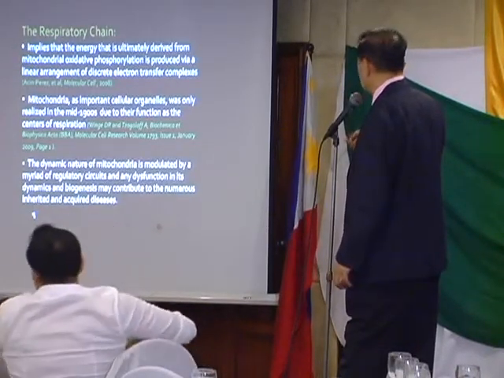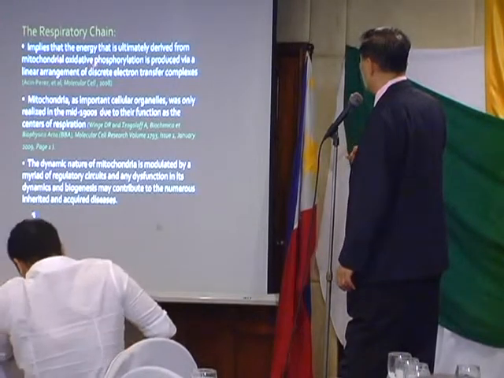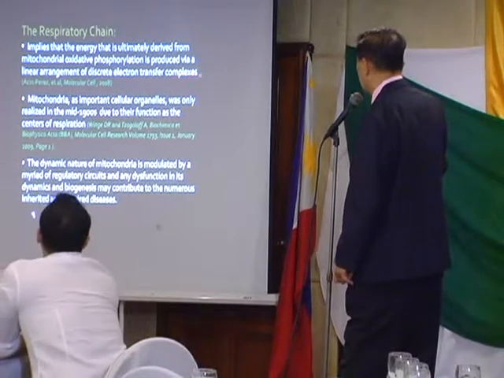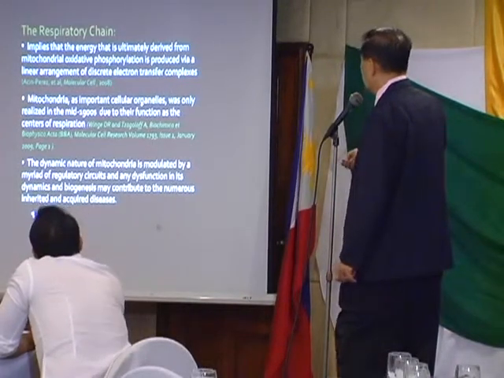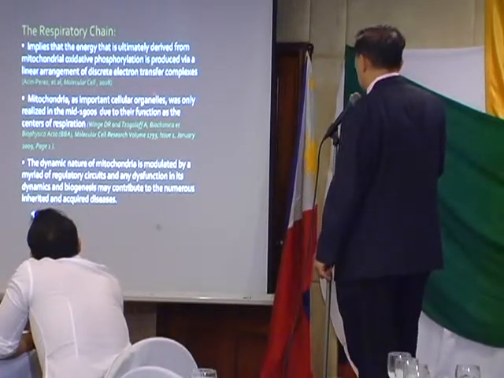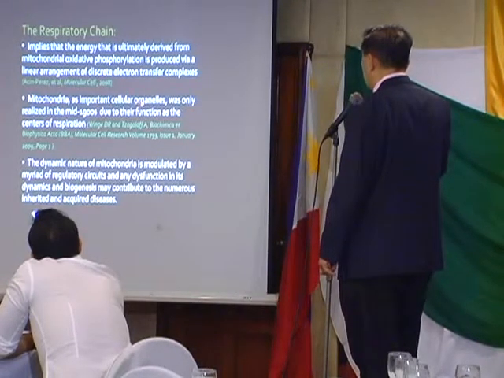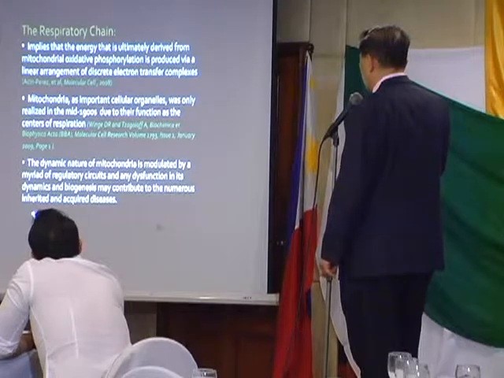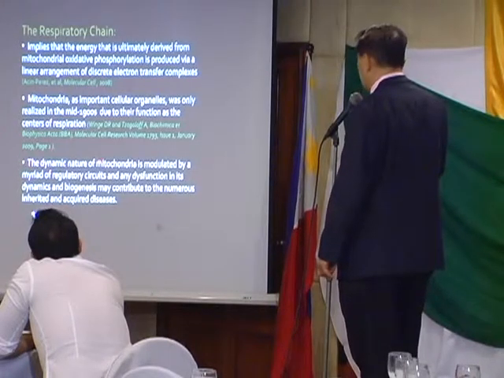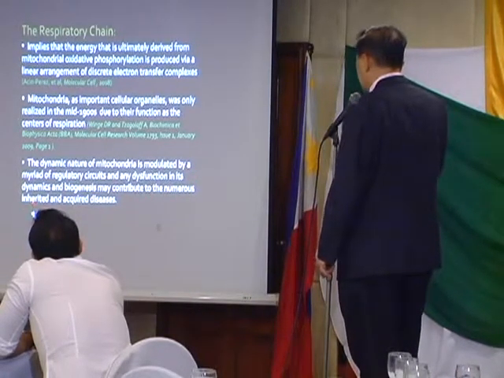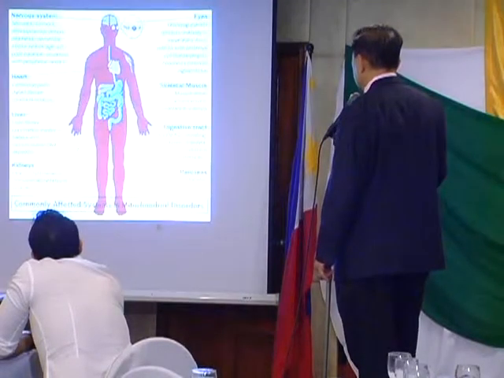It implies that the energy ultimately derived from mitochondrial oxidative phosphorylation is produced via a linear arrangement of discrete electron transport complexes. Mitochondria as important cellular organelles was only realized in the mid-1900s due to their function as the centers of respiration. And the dynamic nature of mitochondria is modulated by a myriad of regulatory circuits, and any dysfunction in its dynamics and biogenesis may contribute to the numerous inherited and acquired diseases.